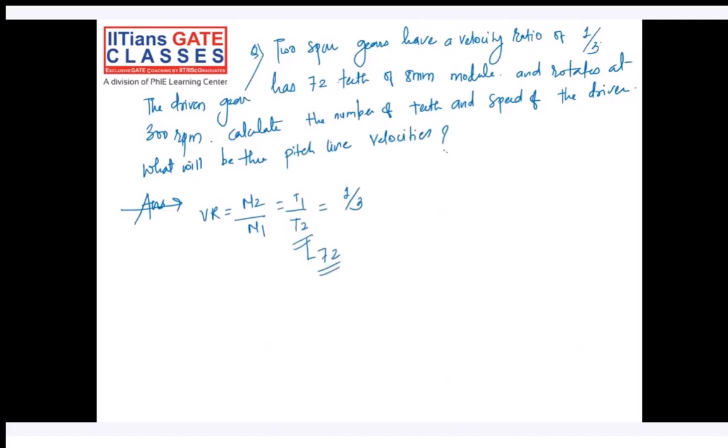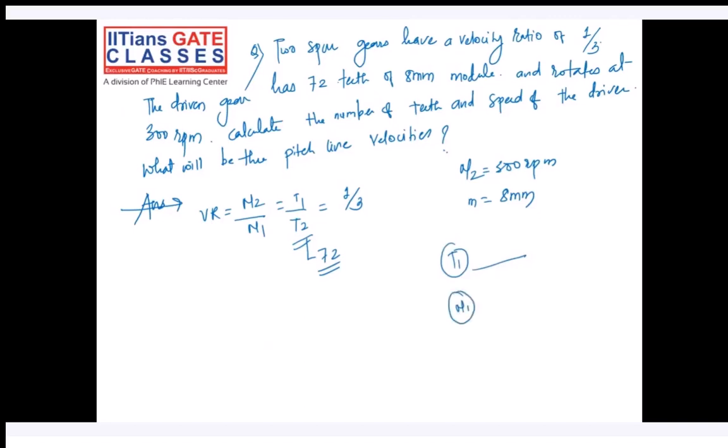They have given these 72 teeth are of module 8 and rotates at 300 rpm. So they have given you the value of N2 as well. T2 is given, N2 is given as 300 rpm, module is given as 8 mm. So this is the input data. What will be the pitch line velocities they are asking? And they are also asking us to calculate the number of teeth and the speed of the driver. So now T1 is number of teeth on the driver, and speed of the driver is N1. It's a very simple question.